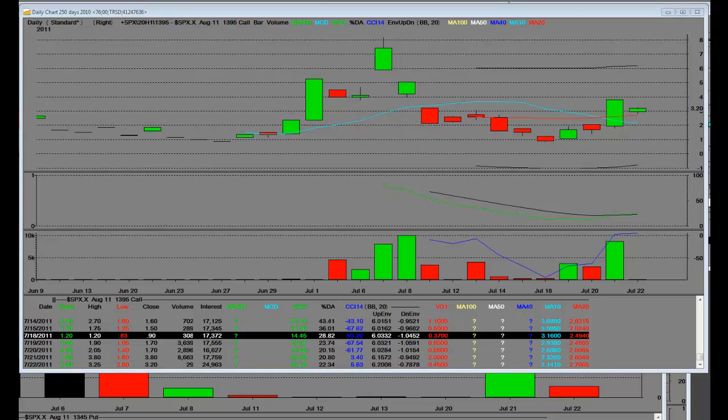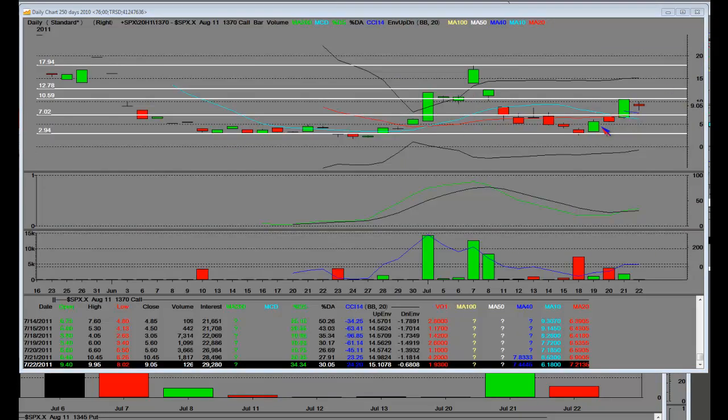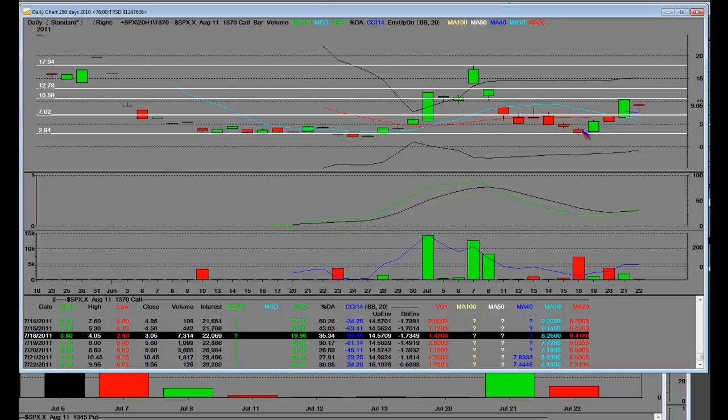And once again, here's that 1370 that we're talking about. It broke out up here to $9. Remember, that low over here was $2.63. Okay? So we're going to be monitoring forward, and we'll look at the puts in the next segment.